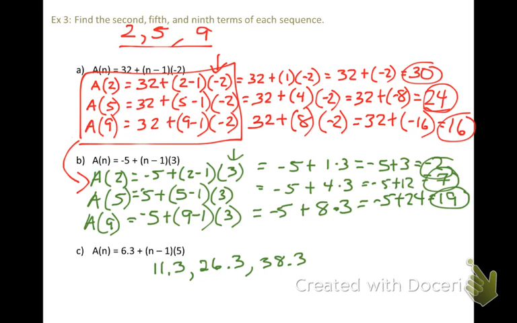Here's your answers: 11.3, 26.3, and 38.3. Again, this number is telling me I'm going up in sequence, not down. All right. Check and see where you went wrong if you did the math wrong somewhere.